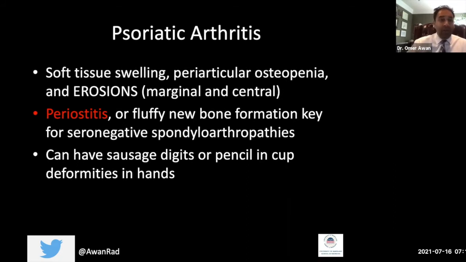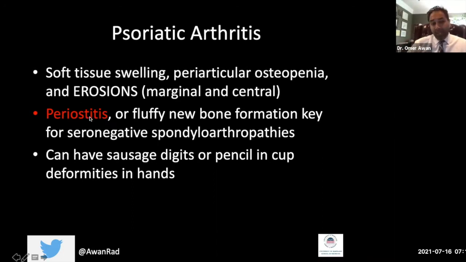The findings, again, are soft tissue swelling and periarticular osteopenia, not always, but that can occur. But the erosions aren't just marginal, they can also be central, as I talked about earlier. You can have central erosions and marginal erosions in both psoriasis and reactive arthritis.